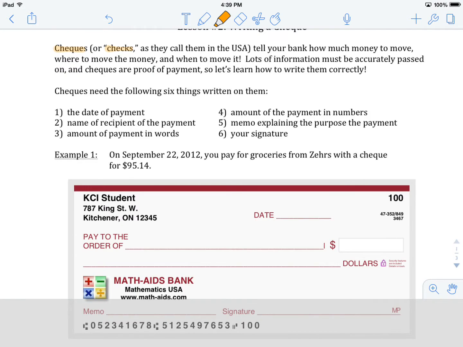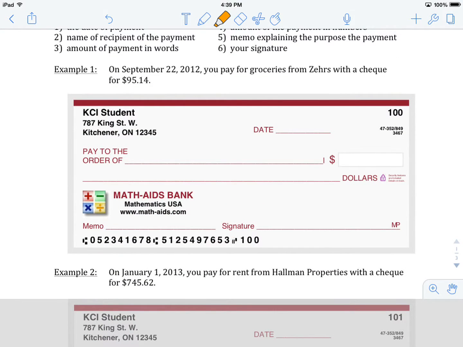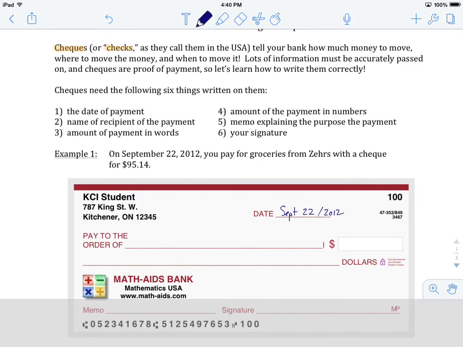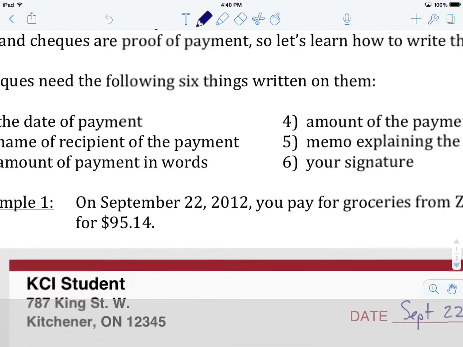So let's jump to example number 1, and we'll practice filling in these 6 pieces of information on a check. So example number 1. On September 22nd, 2012, you pay for groceries from Zehrs with a check for $95.14. So the first thing we're going to fill out is the date. And the date of this check is September 22nd, 2012. And again, this lets the bank know on what day you wanted or anticipated this transaction happening. So that's the first one. Date of the payment. Got it.